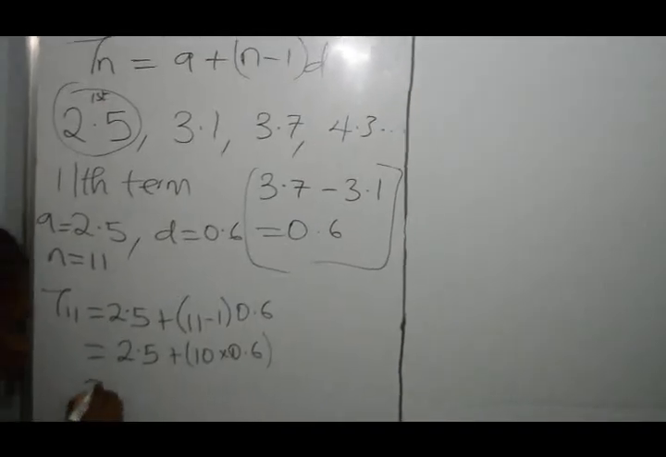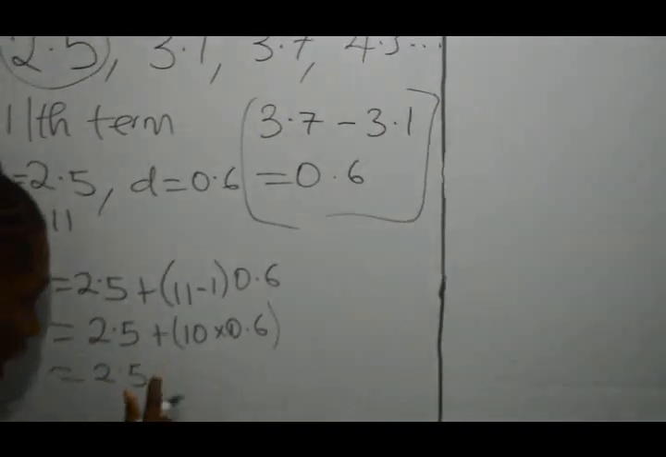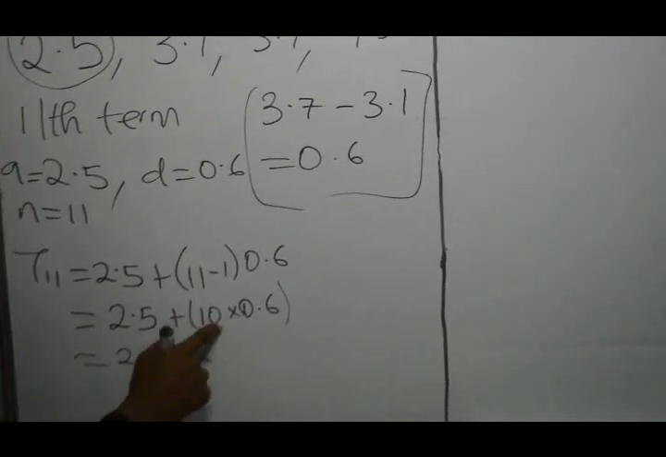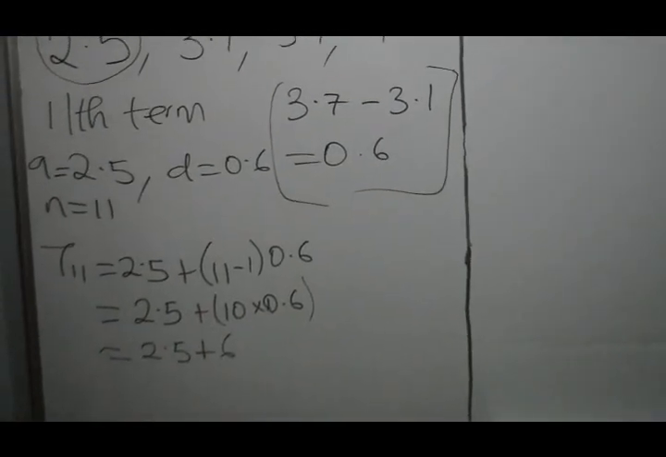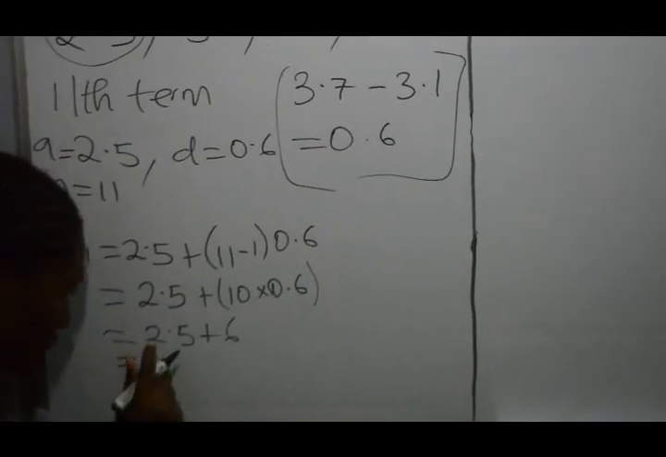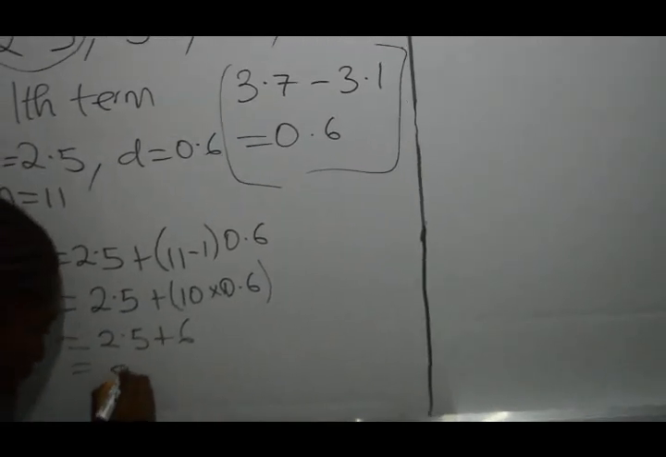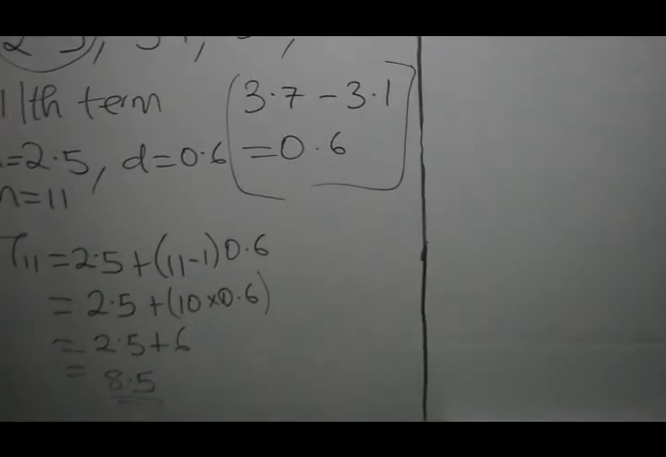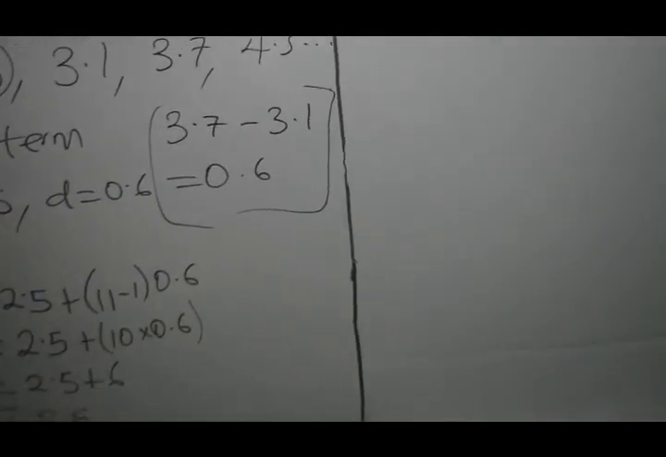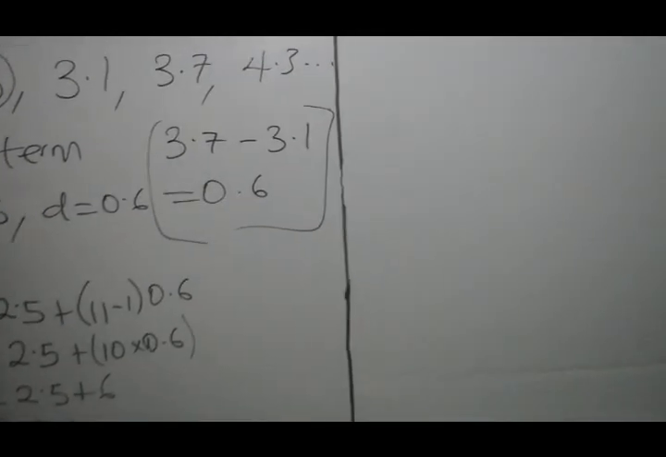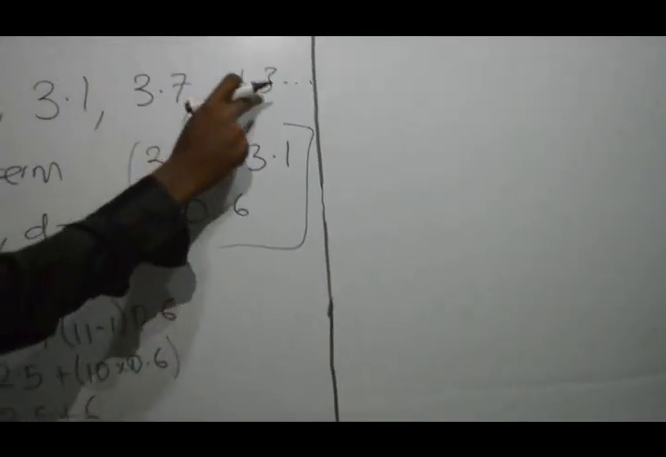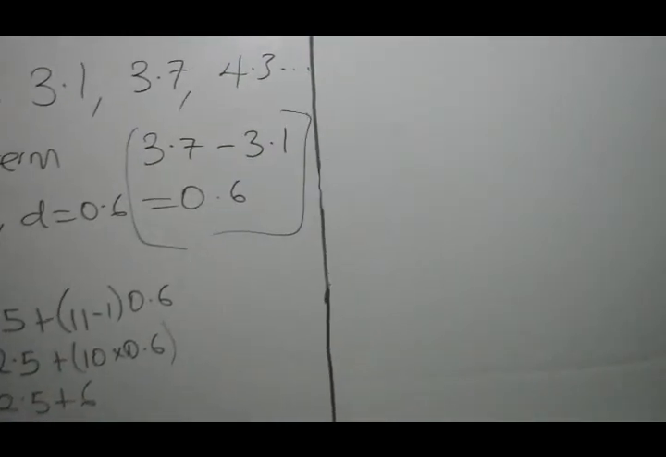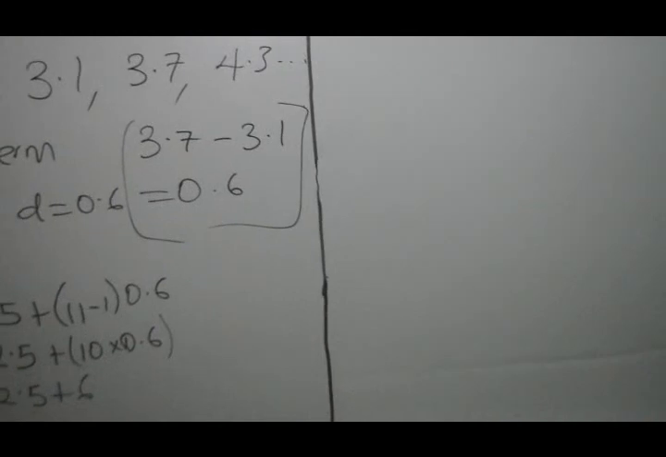Now we have 2.5. Now 0.6 times 10 will give us what? 6. Are we together? So 10 times 0.6 will give us 6. So we'll have 2.5 plus 6, and that will give us 8.5. So in this case, our 11th term will be 8.5. That is, if you continue adding our common difference, we add 4.3 plus 0.6, and continue like that, we'll get our 11th term, which will be 8.5.